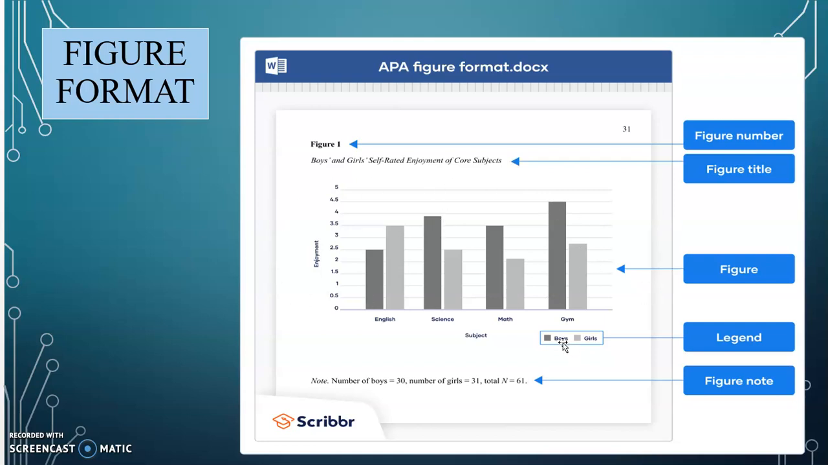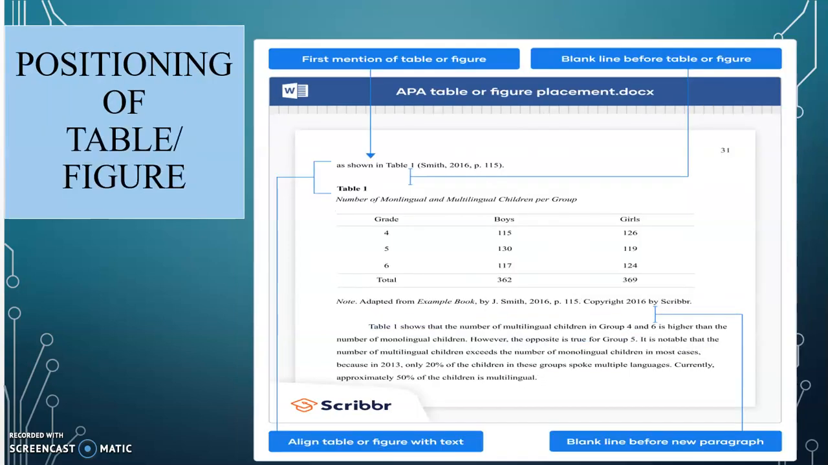You have to give a legend also if you're making graphs, for example, a scatter graph or pie charts or bar graphs or line graph. You need to tell what these stand for. So what is the dark gray column for and what is the light gray column for? This is called the legend. You are going to show the axes also, what is on the y-axis, what is on the x-axis. And then at the end, you need to add a note also: number of boys 30, number of girls 31, so total number is 61. You need to put as much help around this figure as possible, so anybody who's reading this article would be very clear about what this figure is all about.